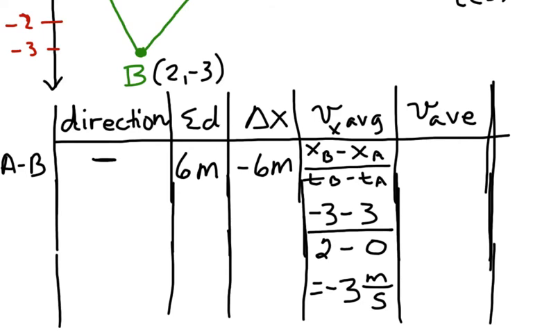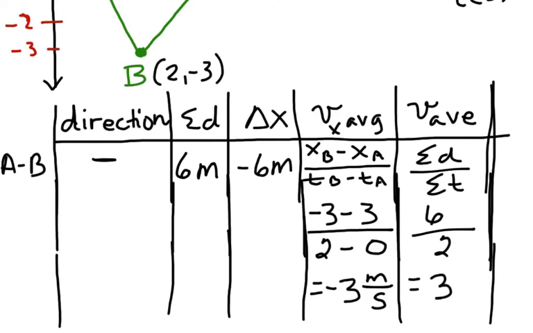The average speed, my last column here, which is total distance over total time, is just going to be the 6 meters divided by the time of 2 seconds, or +3 meters per second, just meaning I'm not interested in the direction when we're talking about speed.